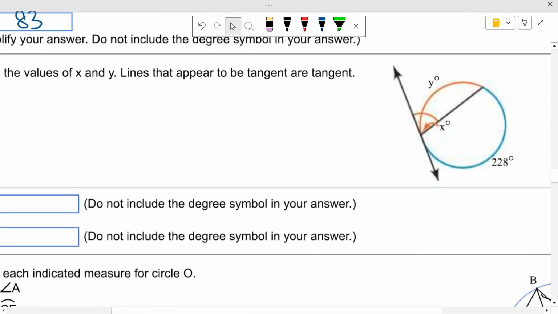Okay, if this is 228, I would find Y first. So what's left for Y in that circle?